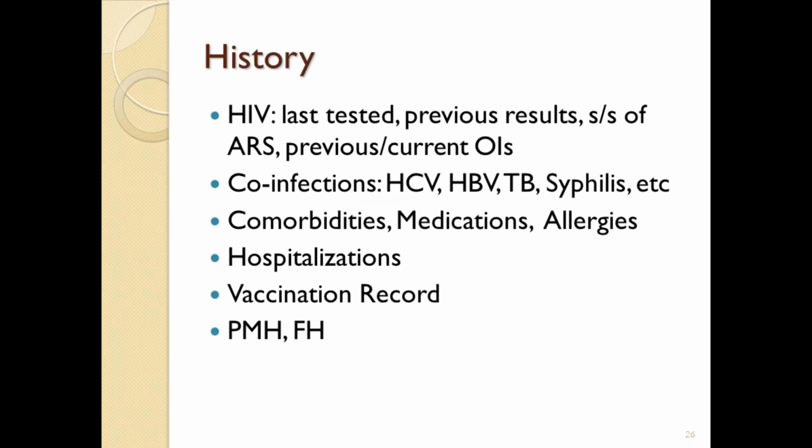Okay. So in terms of history, some patients will actually tell you, oh, I get tested every year, and my last negative test was last year. And so that gives us an idea of chronicity and where they are in that spectrum of untreated HIV infection. So we want to know when they were last tested, what their previous results were, if they had signs or symptoms of acute retroviral syndrome, if they had previous or current opportunistic infections, any of the co-infections, comorbidities, if they've been hospitalized for any reason. We want to get their vaccination records, and then what you would do for any other patient with past medical history and family history.